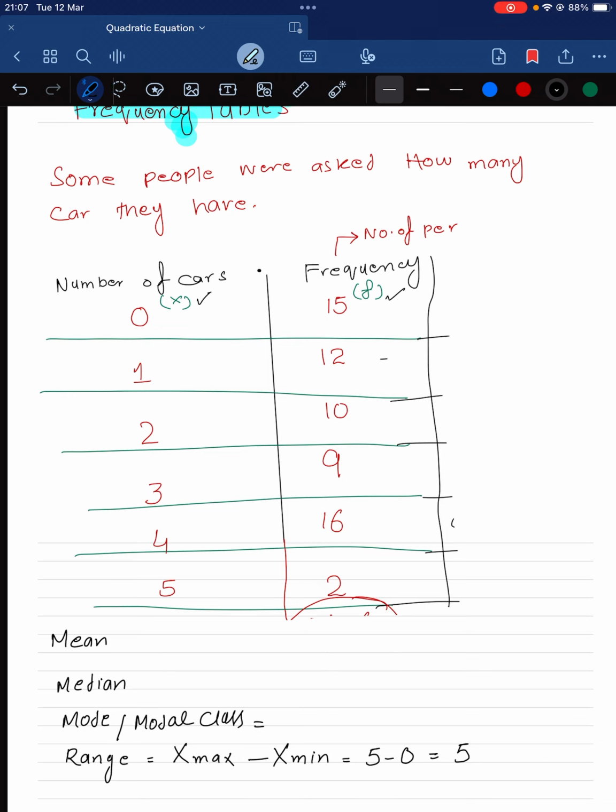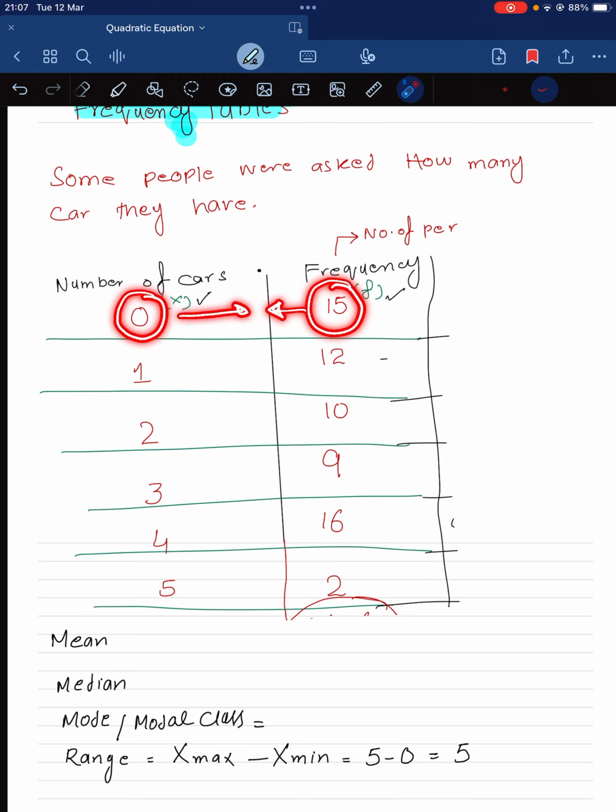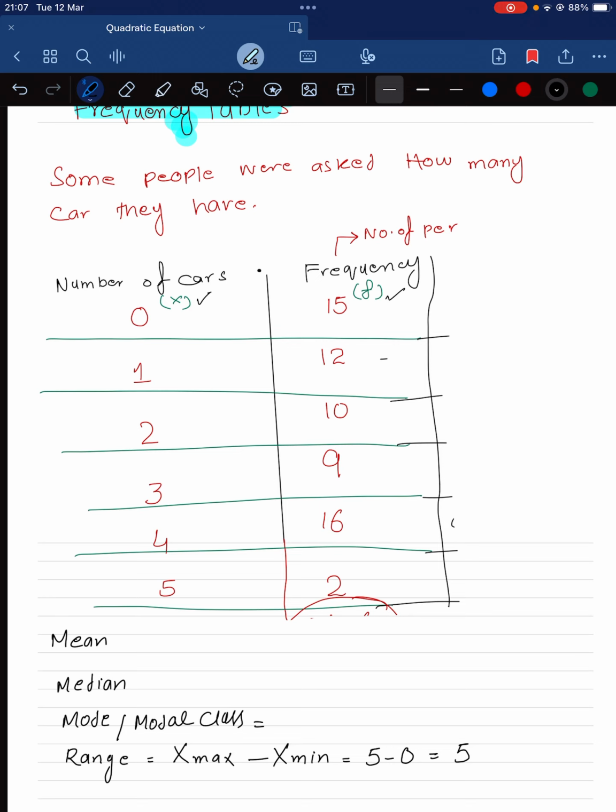Now from this frequency table, which car is the most common, which car has the highest frequency? Most of the persons, or the 15%, is the highest frequency in this table. So we can say that 0 is the mode because it has the highest frequency. You can just write down the value of x for which we have the highest frequency. The identity which has the highest frequency will be our modal class. So now our modal class is 0.